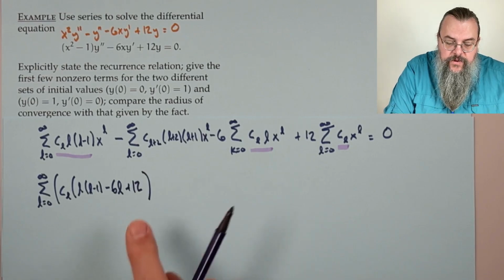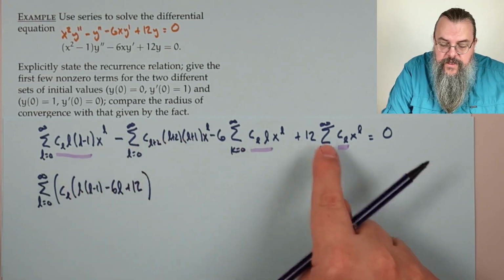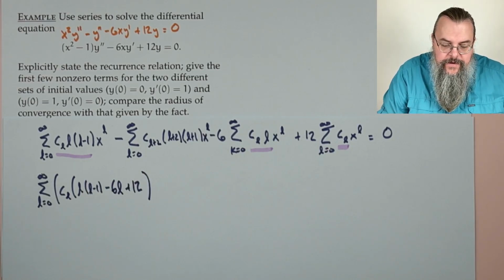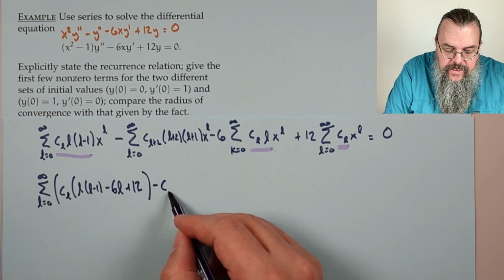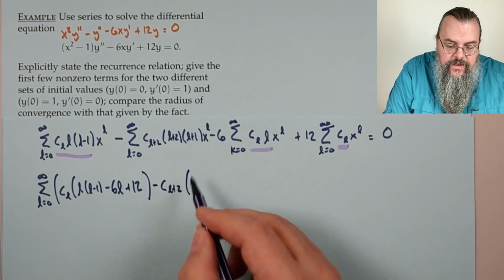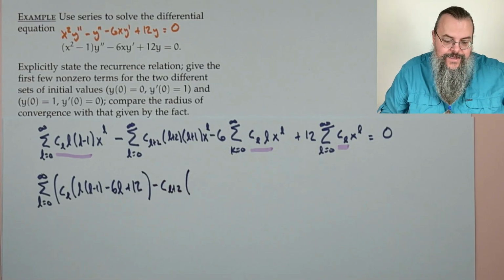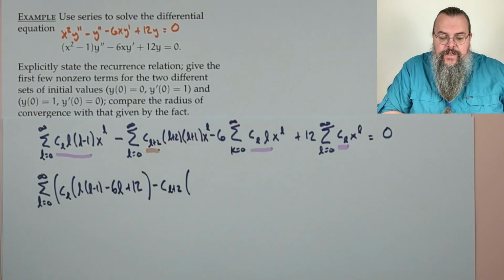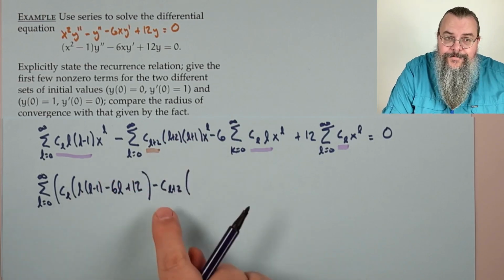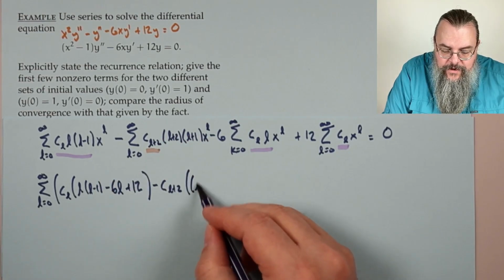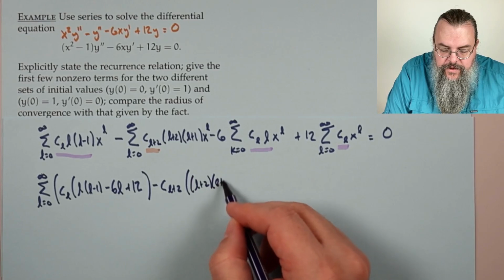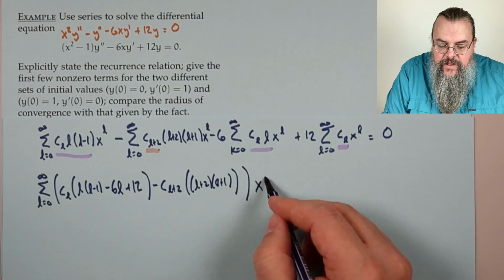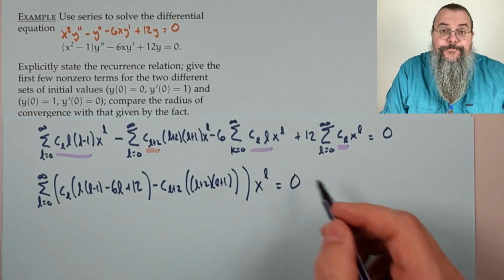Okay, so those are our 3 terms with CL. And then we have our CL plus 2. Well, there's only one of those, and that's right here. And so we say, okay, great. And so don't forget the minus. And we have L plus 2 times L plus 1. And then all of that times X to the L equals 0.